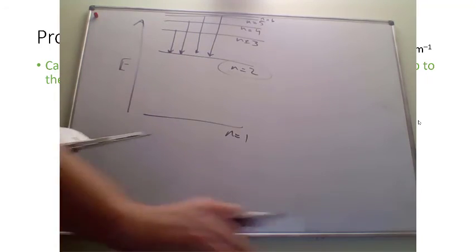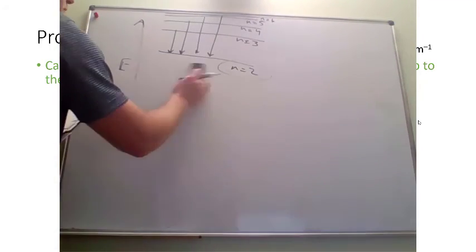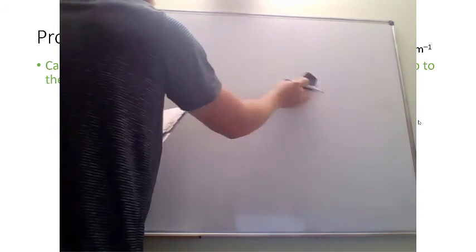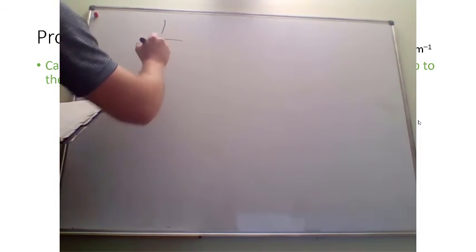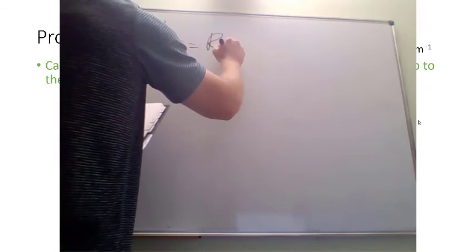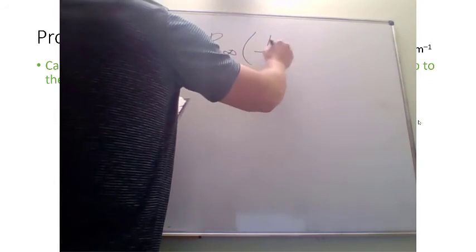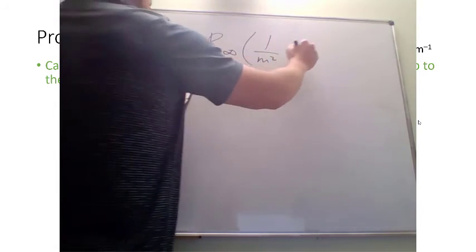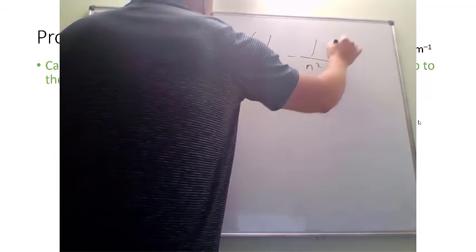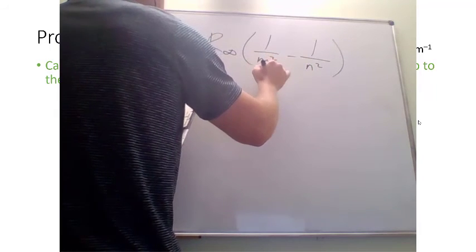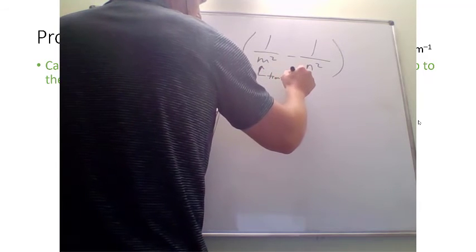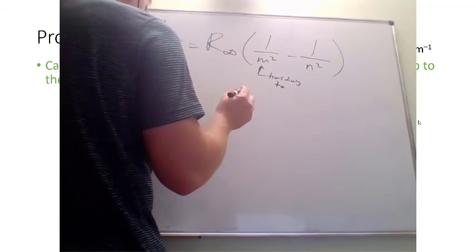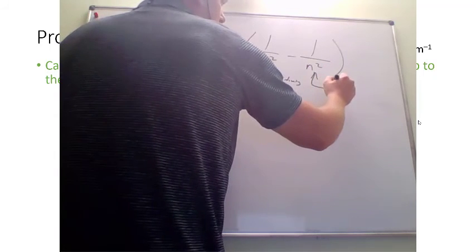Okay, so we'll set up the first one to show you how to do the problem, and then we'll give you the answers for the rest of them. The Balmer-Rydberg equation states that 1 over lambda is equal to our Rydberg constant times 1 over m squared minus 1 over n squared, remembering that m stands for the place that we are transitioning to, and n squared is where we're transitioning from.